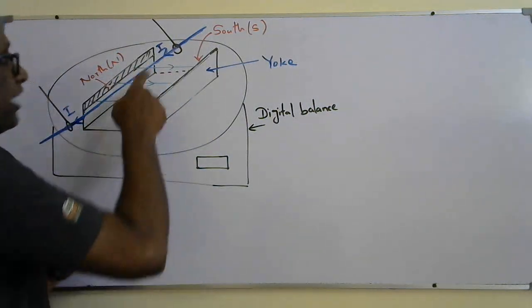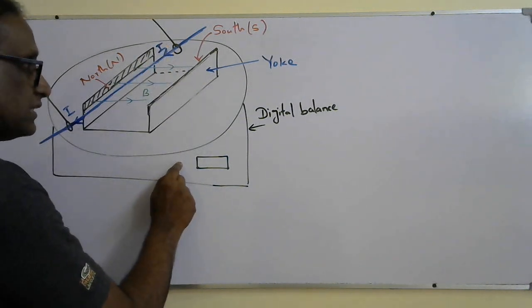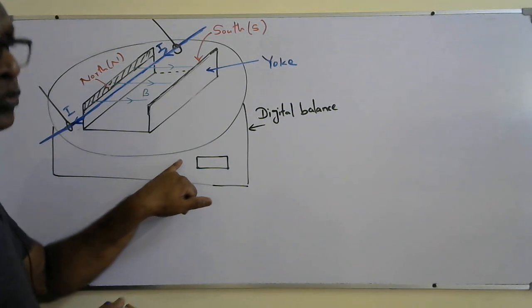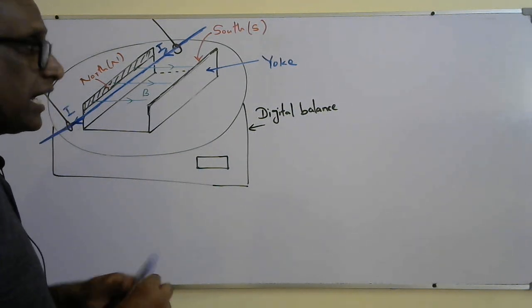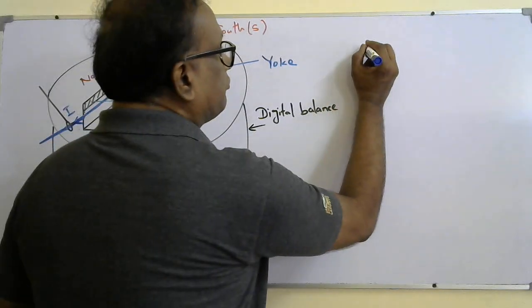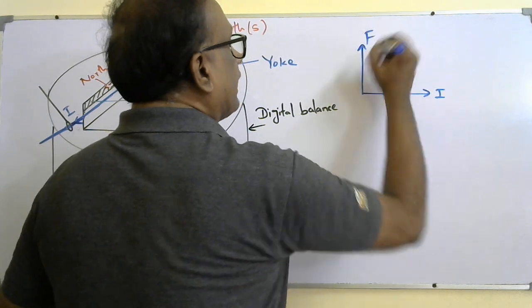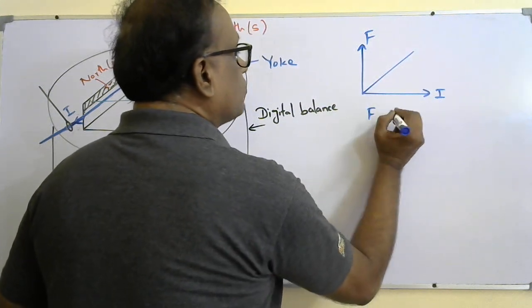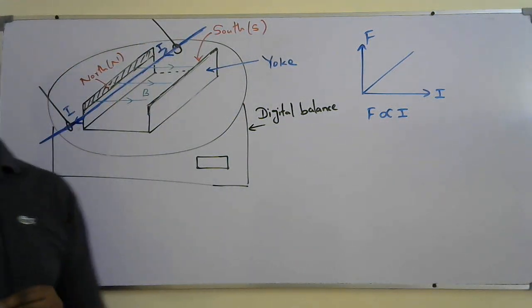If you vary the current, and for each current record the force acting on the wire using the weighing scale, and plot a graph of force against current, you will get a straight line through the origin. That means the force acting on the wire is directly proportional to the current.